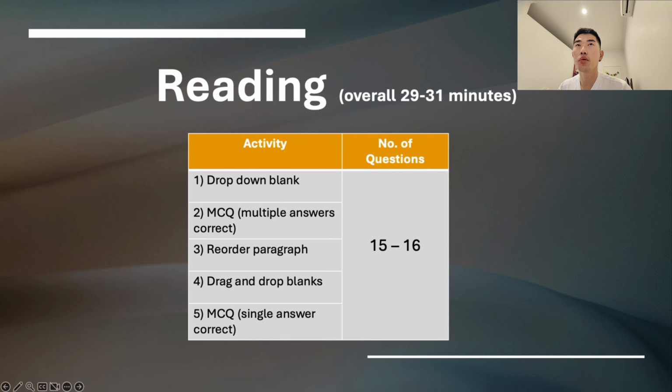Jumping right into the reading module for the PTE test. Unlike the other modules, there won't be specific time limits for each activity. There is an overall 29 to 31 minutes for the reading module and these are the 5 different activities. I will explain them each individually as we move forward.